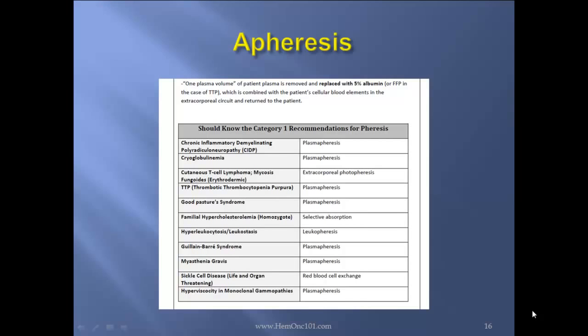1. Chronic inflammatory demyelinating polyradiculoneuropathy, CIDP. Cryoglobulinemia. Cutaneous T-cell lymphoma, mycosis fungoides. TTP. Goodpasture syndrome. Familial hypercholesterolemia, the homozygous ones. Hyperleukocytosis, leukostasis. Guillain-Barré. Myasthenia gravis. Sickle cell disease, life or organ threatening. Hyperviscosity, monoclonal gammopathy.